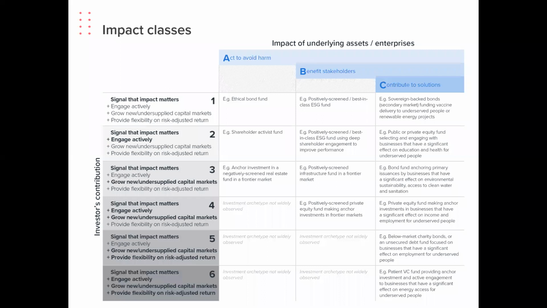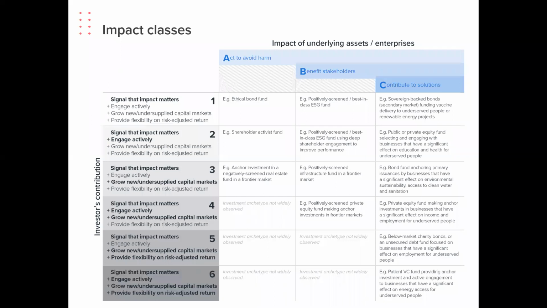We see these impact classes as being akin to financial asset classes, in the same way that we group investments with similar characteristics in terms of financial performance. These impact classes group, as I said, investments with similar characteristics in terms of impact performance. And these impact classes serve as categories, not rankings. So just as we wouldn't say that bonds are universally better than equity, we wouldn't say that any one of these impact classes is necessarily better than the other.